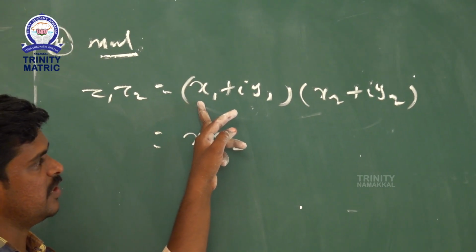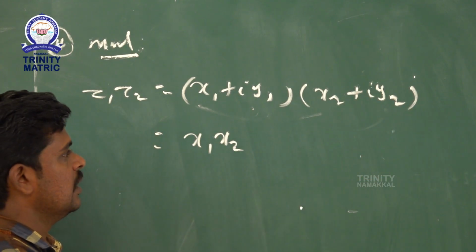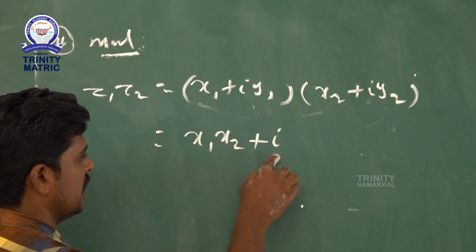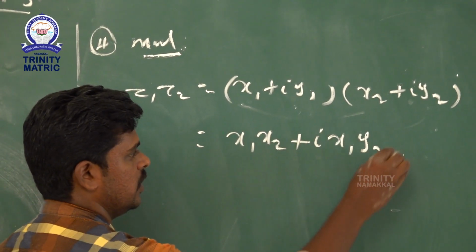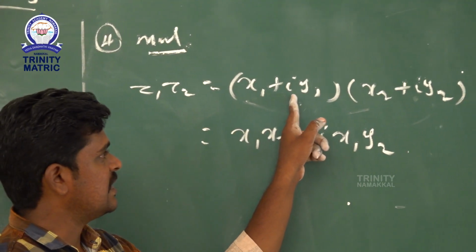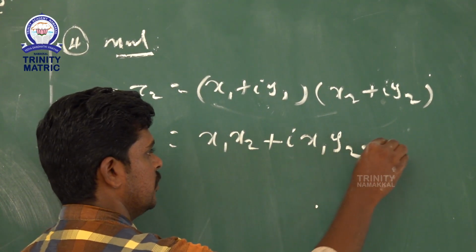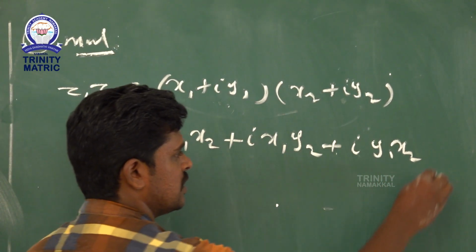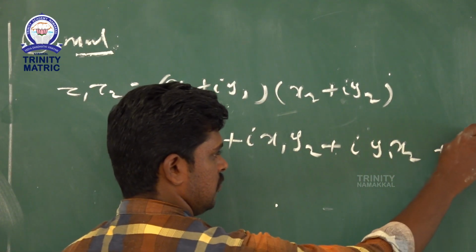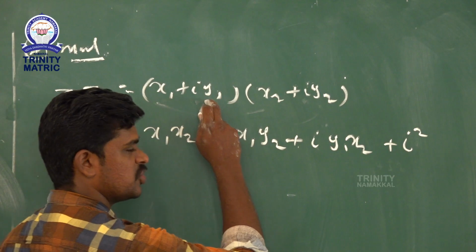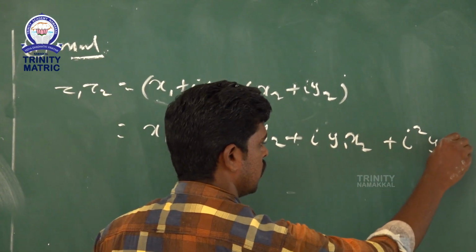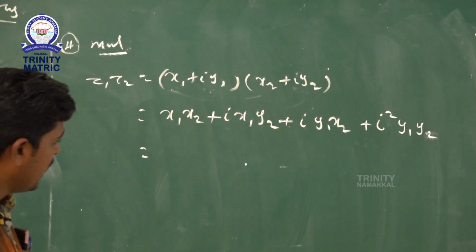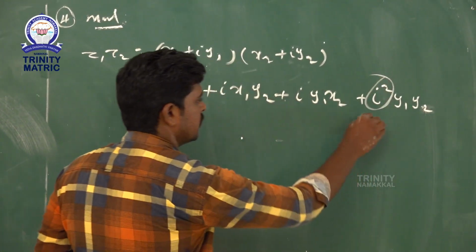Next take x1 and multiply with the imaginary term, plus i into x1 y2. Okay, next take the second term iy1 into x2, plus i into y1 x2, and then i into i, that is i squared, into y1 into y2. Okay, next of all, i squared. What is the i squared value? This is minus 1.